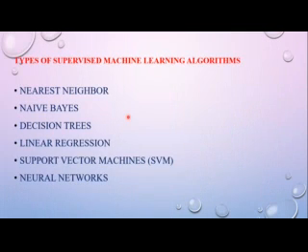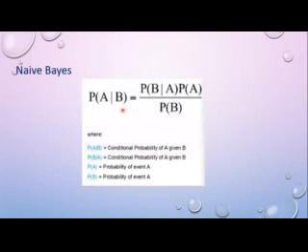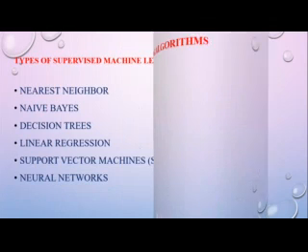Then there are many supervised learning algorithms. One is called nearest neighbor, another called Naive Bayes, another called decision trees, another called linear regression, another called support vector machine, and at last neural networks. Now we are going to discuss Naive Bayes only.